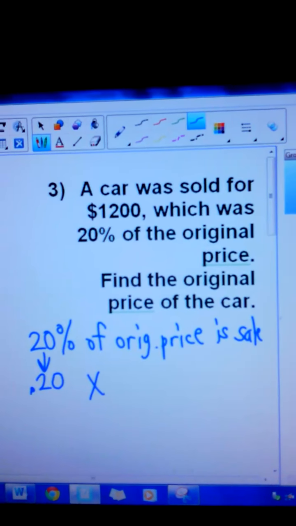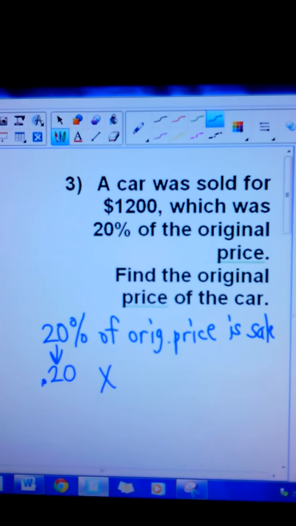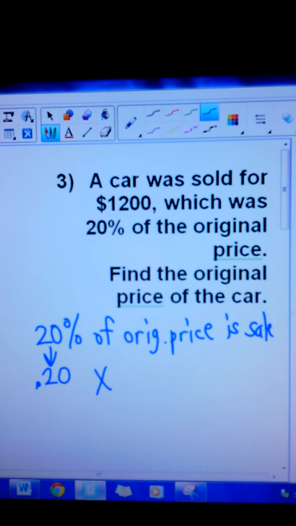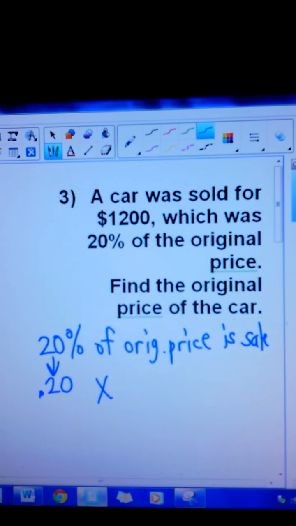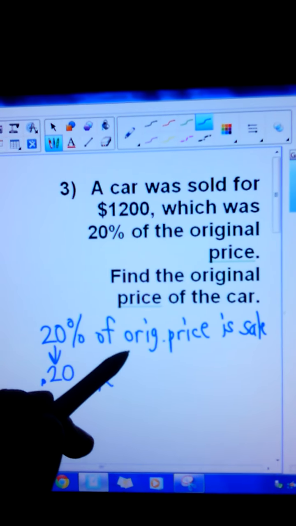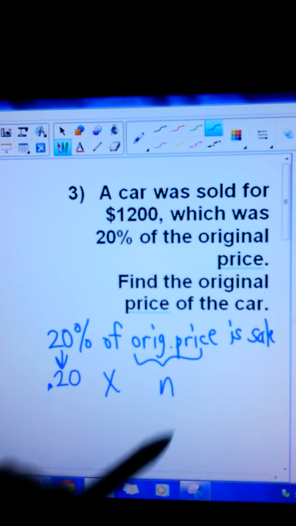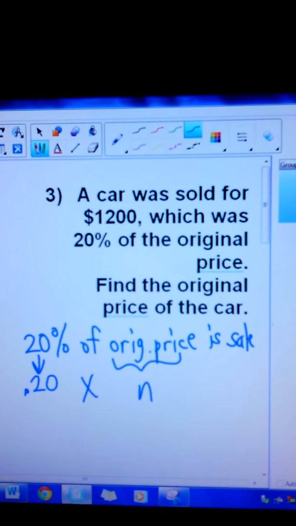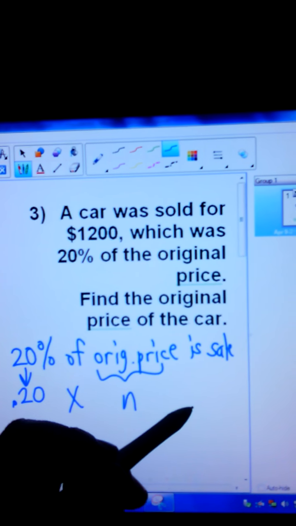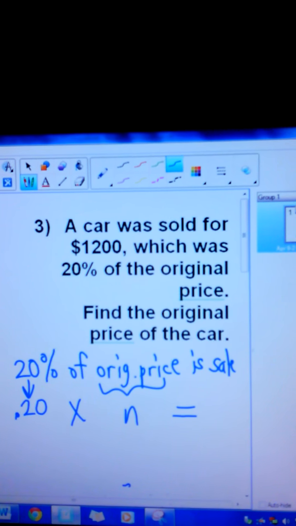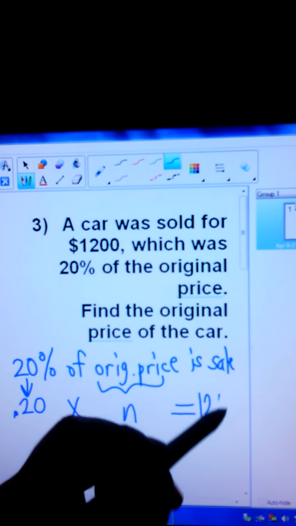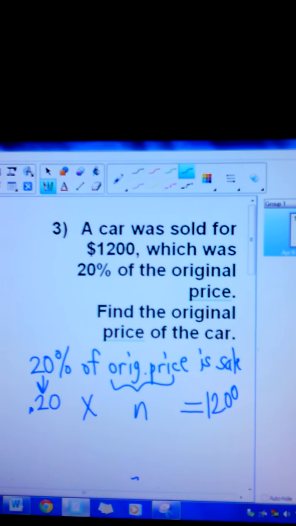Now, what is our unknown? What are we looking for? Right, we're looking for the original price of the car. Therefore, the original price is our unknown. To finish the translation, your is represents the equal sign, and the sale price was given as $1,200.